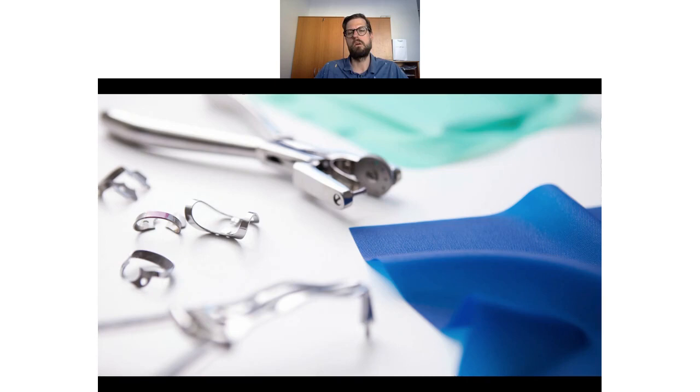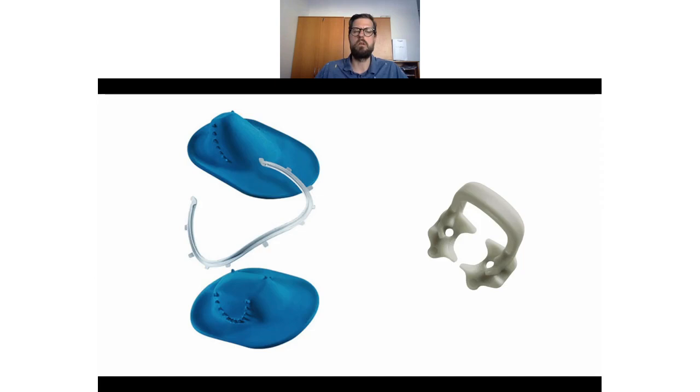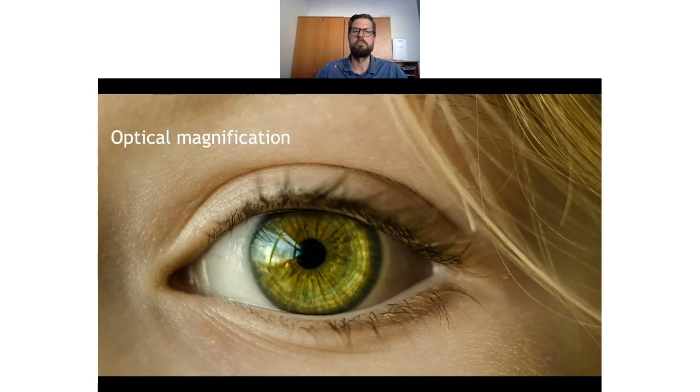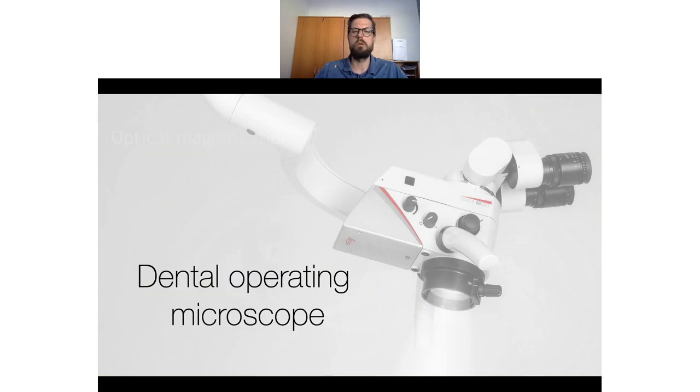The optidam is a very nice feature, and there are a lot of clamps. But for me, a very good clamp, for example for the molar area, is the soft clamp, because it's not hurting the gingiva so much as the metal clamps. And the other thing, when we are talking about endo, is optical magnification. All the cases I am showing are done under the dental operating microscope. So if you are not using it, you cannot achieve such a result.